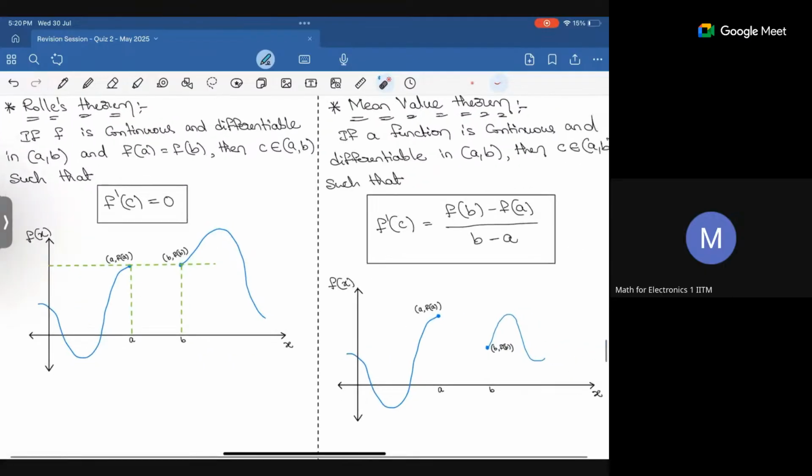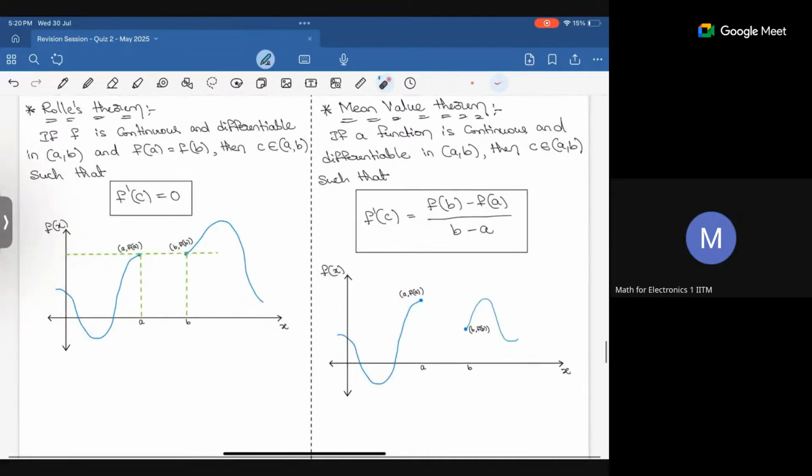What does the mean value theorem state? This is a slightly next version of Rolle's theorem. We relax the condition of f of a being equal to f of b. So we have the same interval ab, and we also know that our function is continuous and differentiable in this interval ab. But the only condition we don't have here is that f of a may not be equal to f of b. So it can be somewhere else.